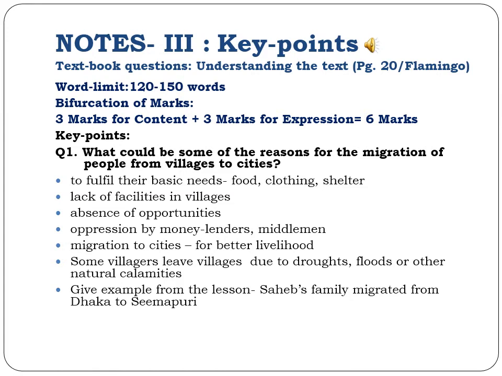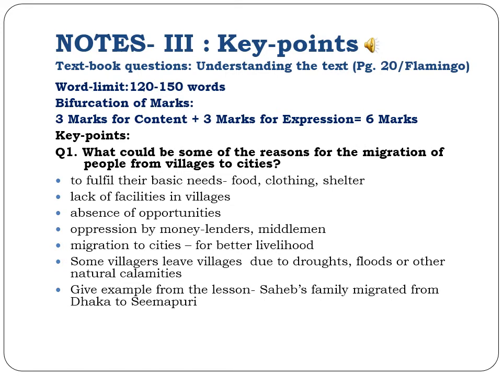Students, now we are going to discuss question answers given on page number 20 of your book Flamingo under the heading Understanding the Text. Answer these questions in 120 to 150 words. First question is, what could be some of the reasons for migration of people from villages to cities? I'm giving you key points. You can use these key points to write your answers.